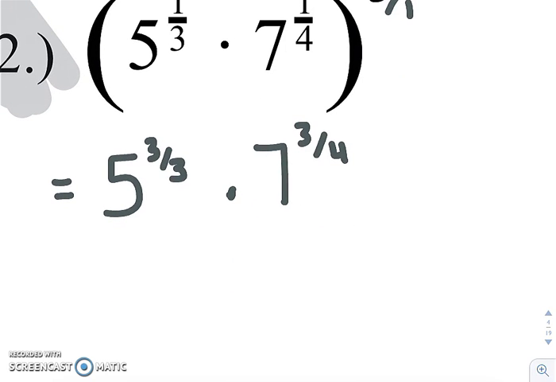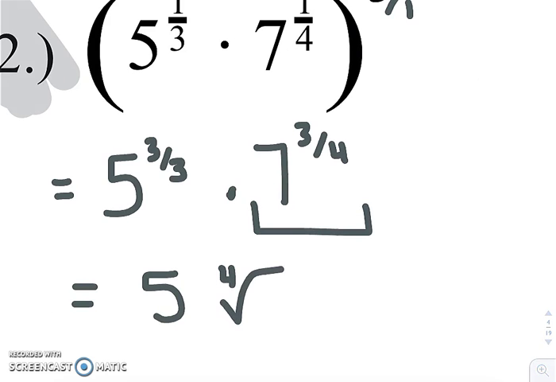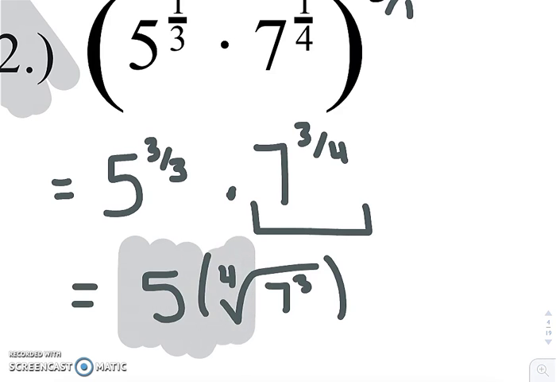5 to the 3/3 just is 5 to the 1st, so that just stays. We're going to rewrite this as 7 underneath there, 4th root of 7 cubed. And again, it doesn't matter if you have the cubed on the outside or the inside. Still the same. Both the same.